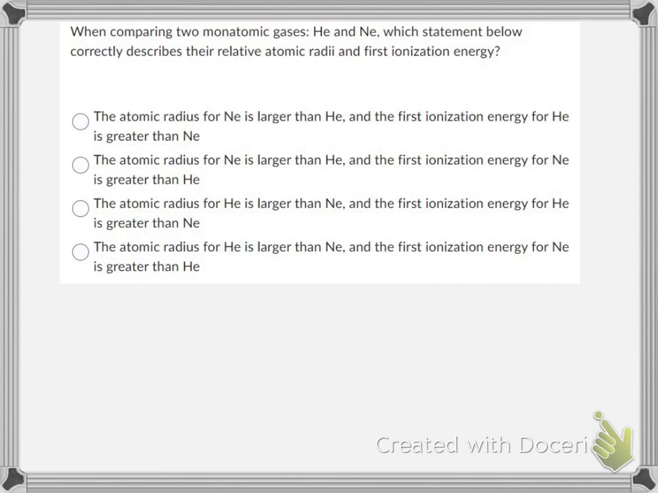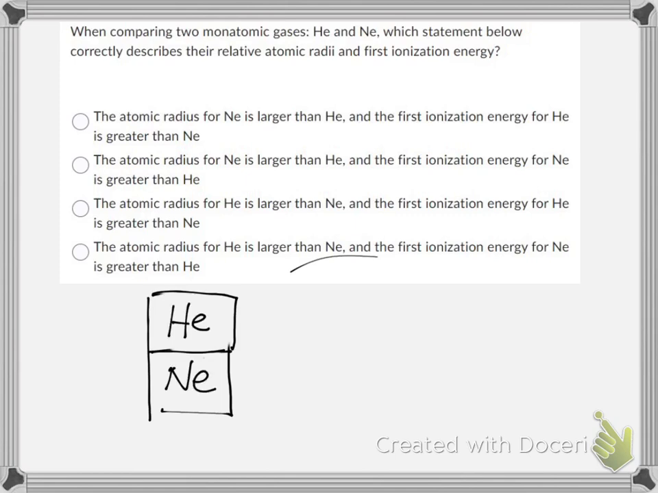Okay, so this question is about the connection between radii, ionization energy, and the column effect about different elements in the same column. Alright, so let's take a look. Helium and neon are in the noble gas column. If we're looking at size, we usually use the shell model here to discuss general size. So helium is smaller than neon.